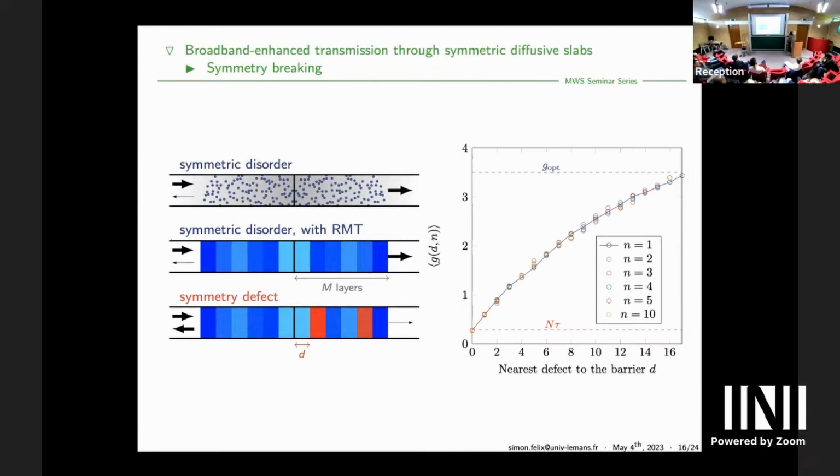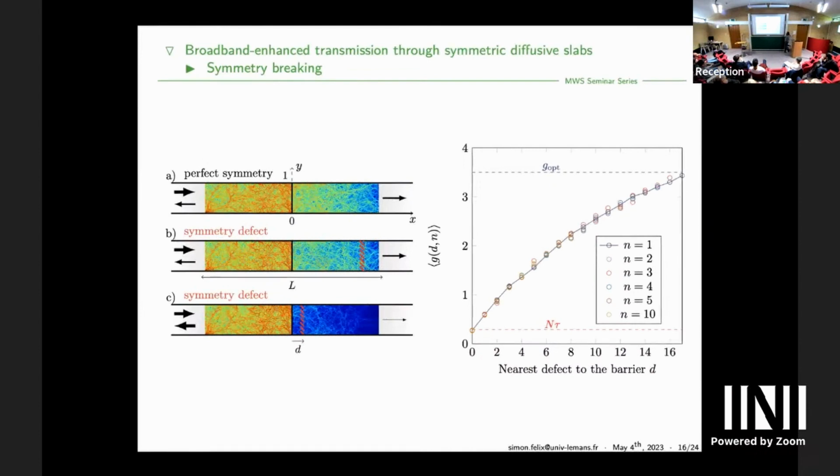meaning that if I change slices far from the barrier, I can change many slices and it has no big effect. If I change close to the barrier, I can change only one and it has a very strong effect. Typically, if I change the first one, I completely destroy this symmetry-induced enhancement, so I go to the level of the barrier alone. If I make changes far from the barrier, I stay quite close to the optimal value. So the driving parameter is this one, which means that it's really sensitive to what happens in the vicinity of the barrier.